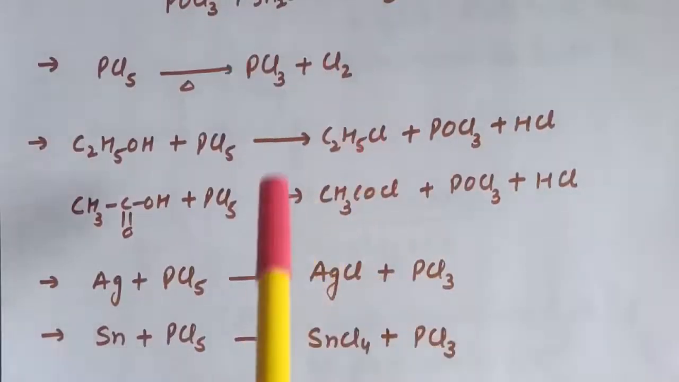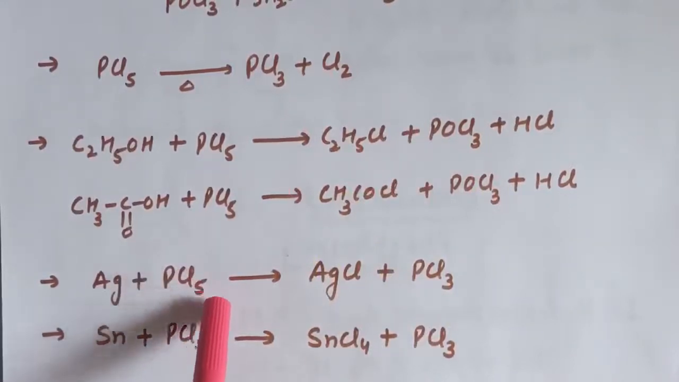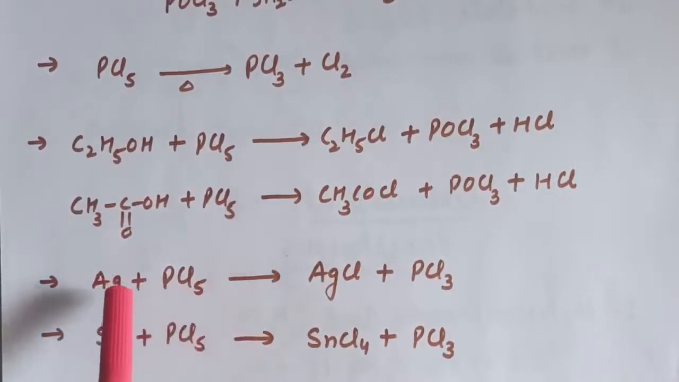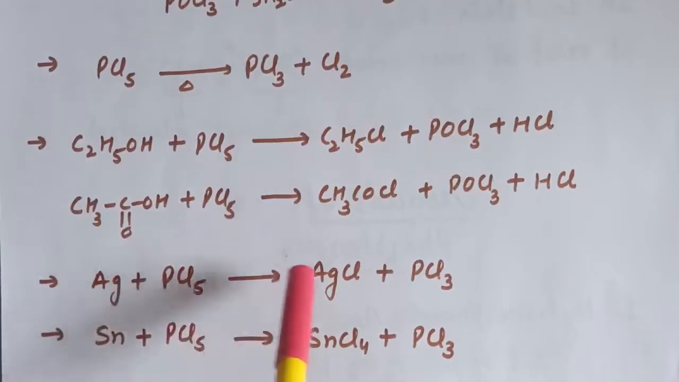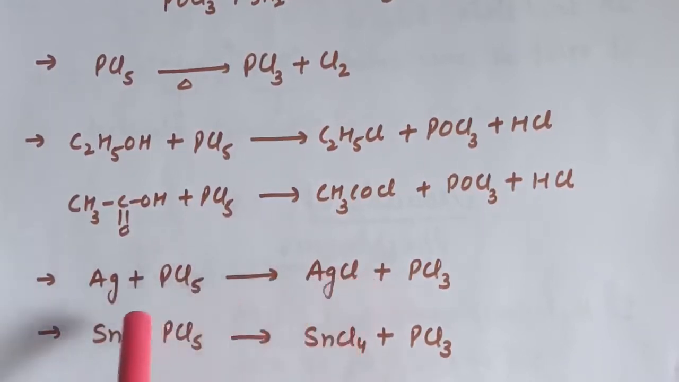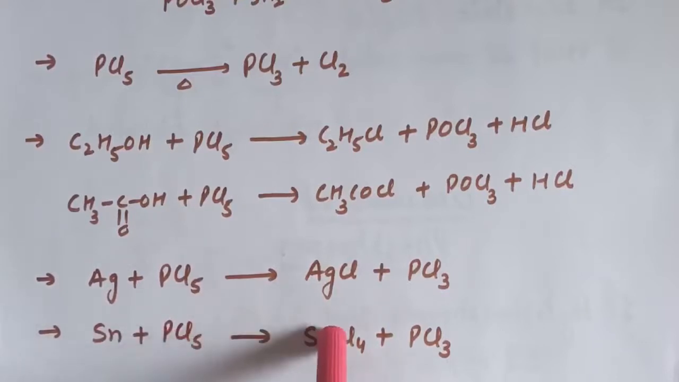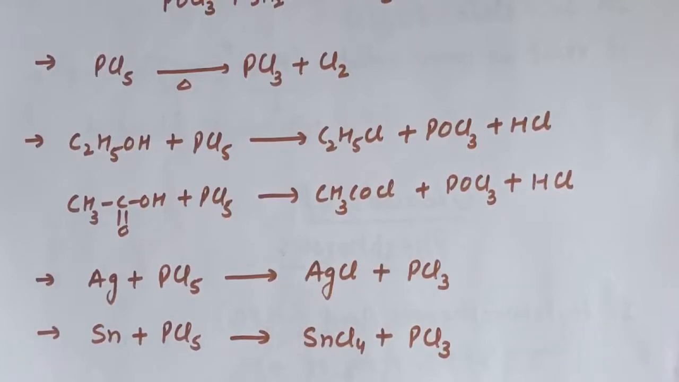Next property of PCl5 is that finely divided metals on heating with PCl5 give the corresponding chloride. For example, if we treat silver with PCl5, it will give the chloride of silver. Similarly, if we react tin with PCl5, the chloride of tin will form. So these are the reactions and the properties of PCl5. Now we will discuss the structure of PCl5 in solid, liquid and gaseous phase.